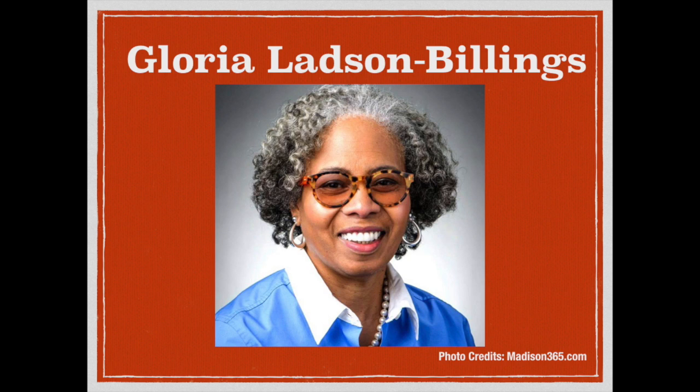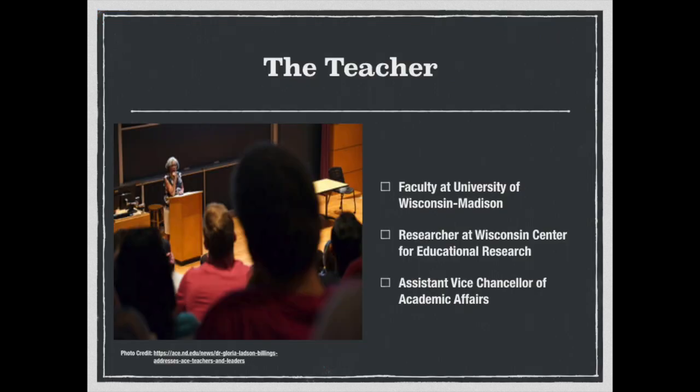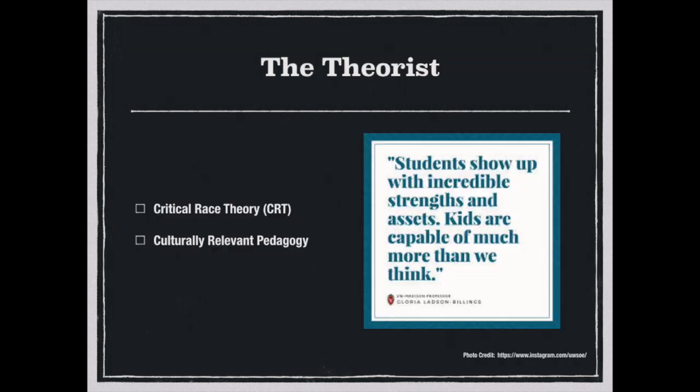Under the social learning lens, we see theories based on the importance of social influences and interactions when learning to read. Gloria Ladson-Billings is one theorist we find wearing this lens. Gloria Ladson-Billings is a current professor at the University of Wisconsin-Madison. She is an active researcher, speaker, and theorist. She is most known for her work in the critical race theory and looking at culturally relevant pedagogy.